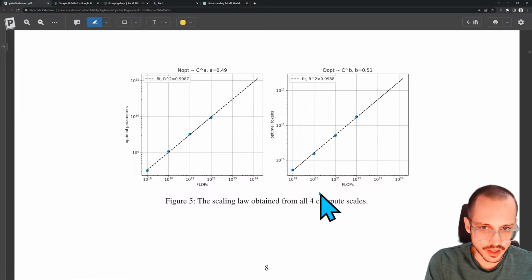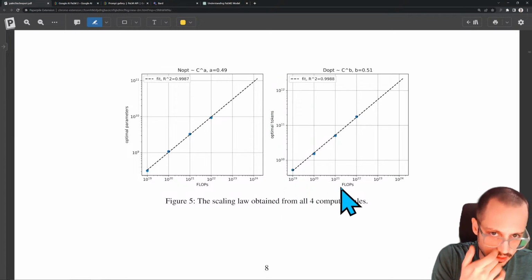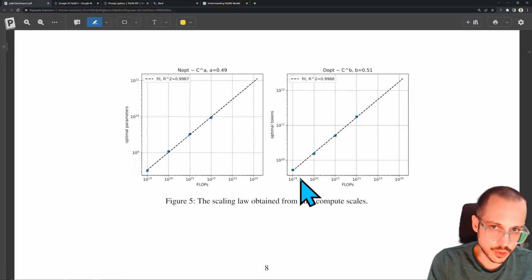I feel like, and this is also linear in log scale. So this is log flops and then log tokens here. So logs with base 10. So this is basically orders of magnitude. But I feel like you're not entirely sure.